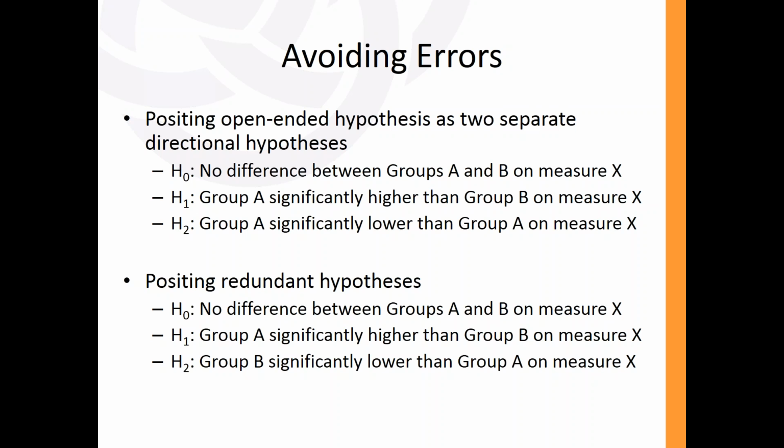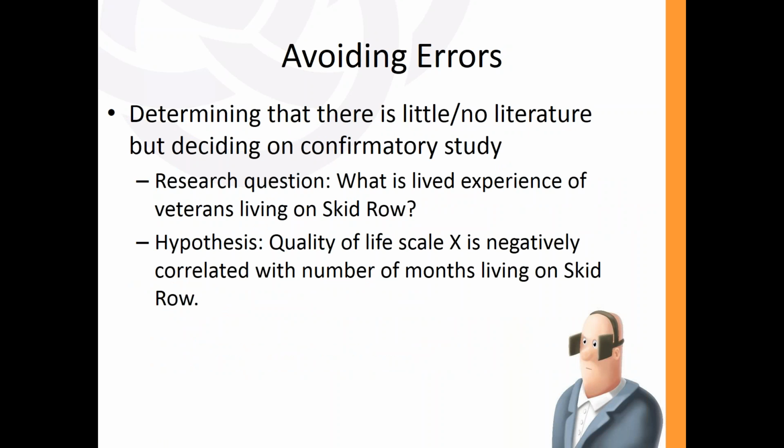Then there's a kind of complementary problem of positing redundant hypotheses. Again, the null hypothesis, no difference between groups A and B on measure X, fine. But then someone might say group A is significantly higher than group B on measure X, and then say that group B is significantly lower than group A on measure X. Well, that's saying the same exact thing, right? If group A is higher than B, obviously B is going to be lower than A. So you would only choose one of those and write that up instead of stating both. So again, these are relatively straightforward issues. The next issue is a little bit more involved.